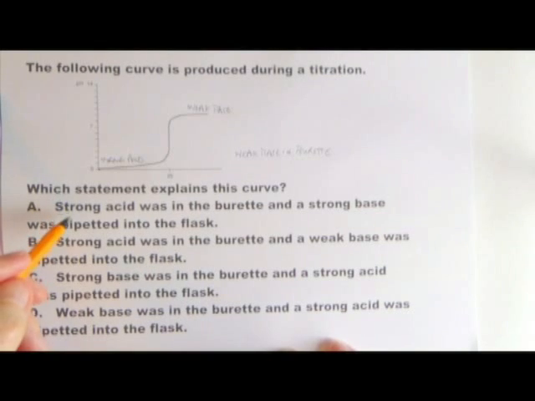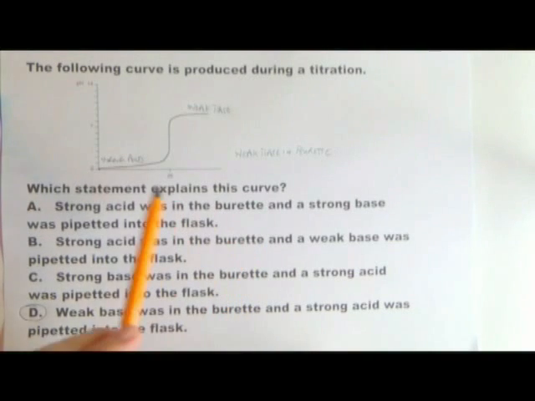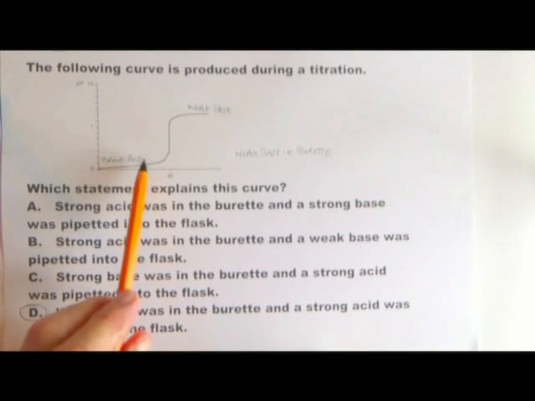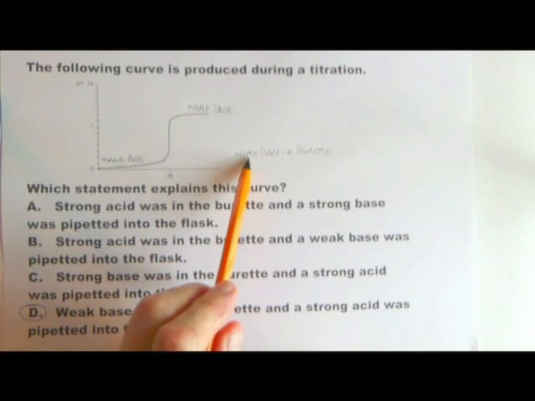So you go through here and you look for a weak base. Weak base is in the burette, and strong acid is pipetted into the flask. That's the answer. Just as a comment on this, in general, the practice would be to actually put the strong acid in the burette and the weak base in the flask.